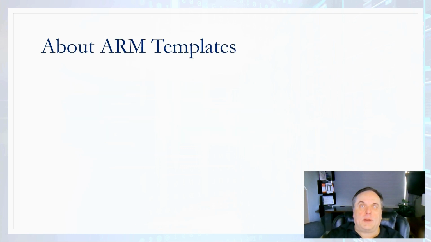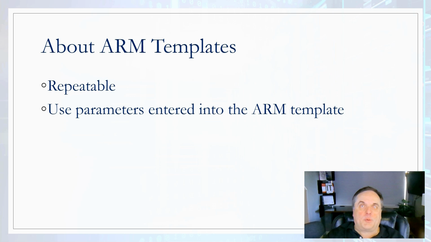ARM templates are great because you can reuse them as often as you'd like, and you'll consistently get the same results. You can use parameters to make templates flexible, and that allows you to reuse them with different settings if you'd like, and configurations for various different types of deployments. It also supports orchestration. This is a template that defines the resources, their configurations, and their relationships. And ARM is going to orchestrate the deployment process to ensure resources are created and connected correctly and in the right order.